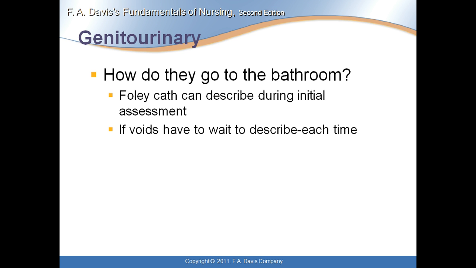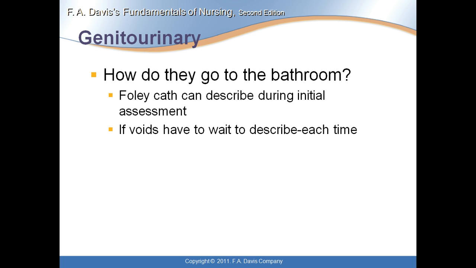All right, so how do they go to the bathroom? So again, when you do your assessment, you're going to walk in the room and you're going to assess different areas and find out whether or not they can walk, whether or not they have a bedside commode or urinal. You've got to determine how they can actually urinate or have a bowel movement.